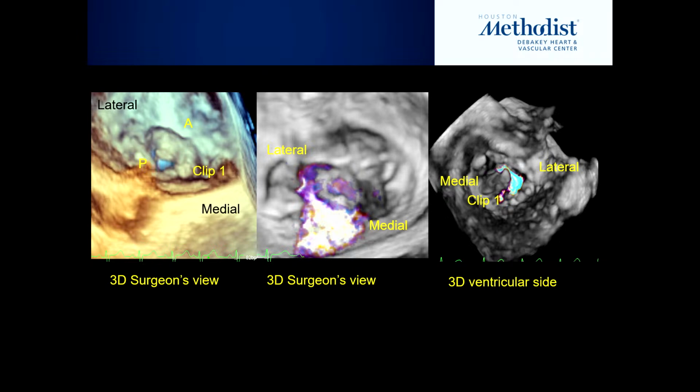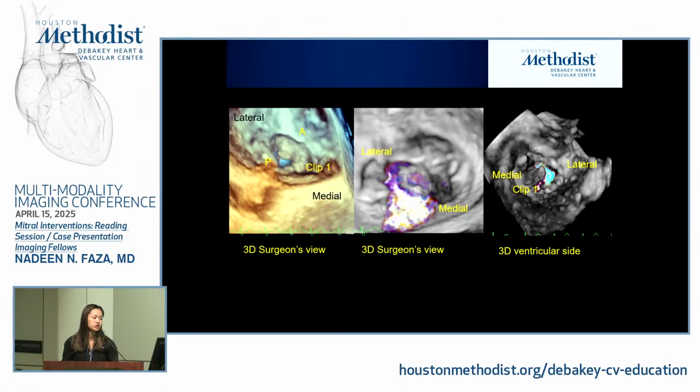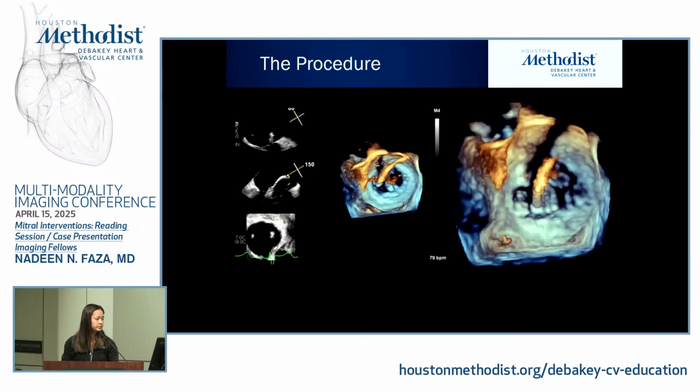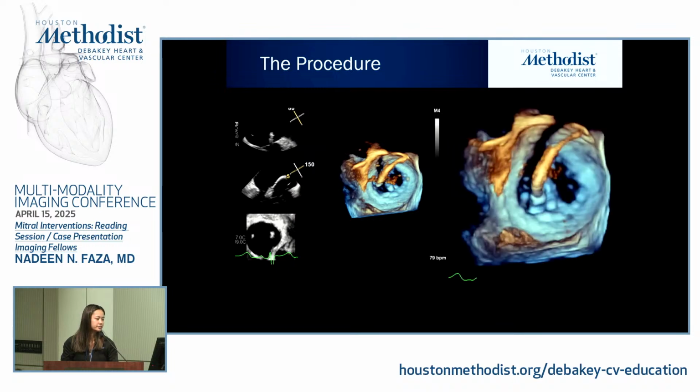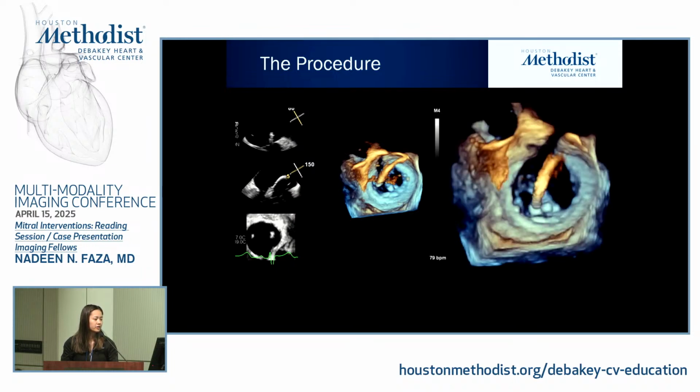And what's useful is that on the ventricular side of the 3D, where the color is, we can clearly show that the majority of the regurgitation is from the lateral side, but not from the medial side. Given that, we've decided to continue our strategy and put another clip right next to the lateral side of clip 1.